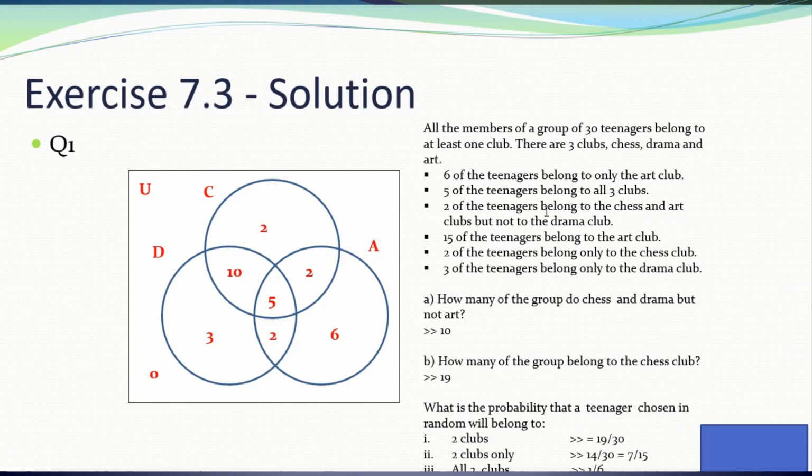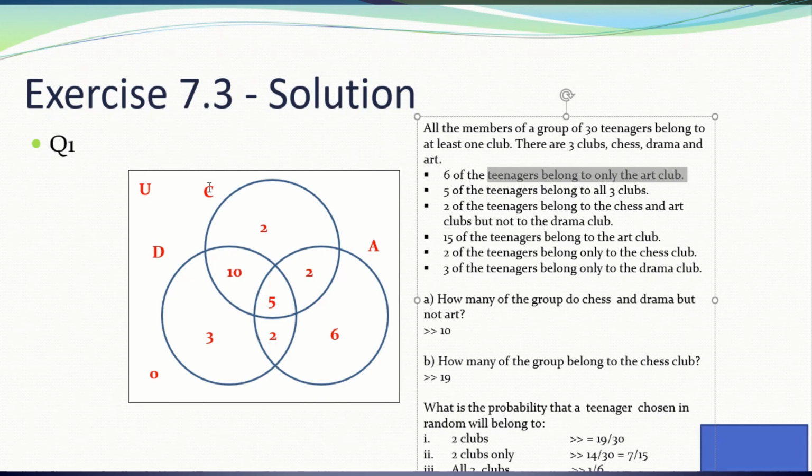All of the members of a group of 30 teenagers belong to at least one club. There are 3 clubs here: chess, drama, and art. 6 of the teenagers belong only to the art club. So only art is 6. That's how you do this. You understand? 5 belong to all 3, so you fill up the middle.